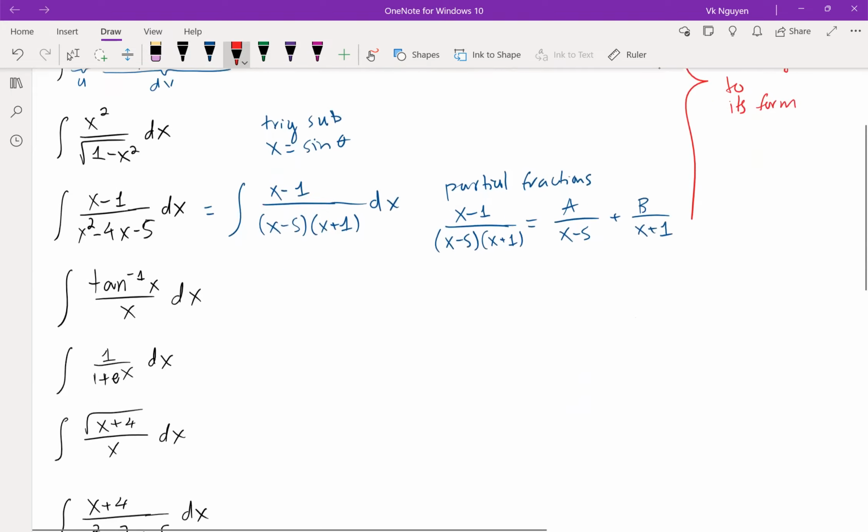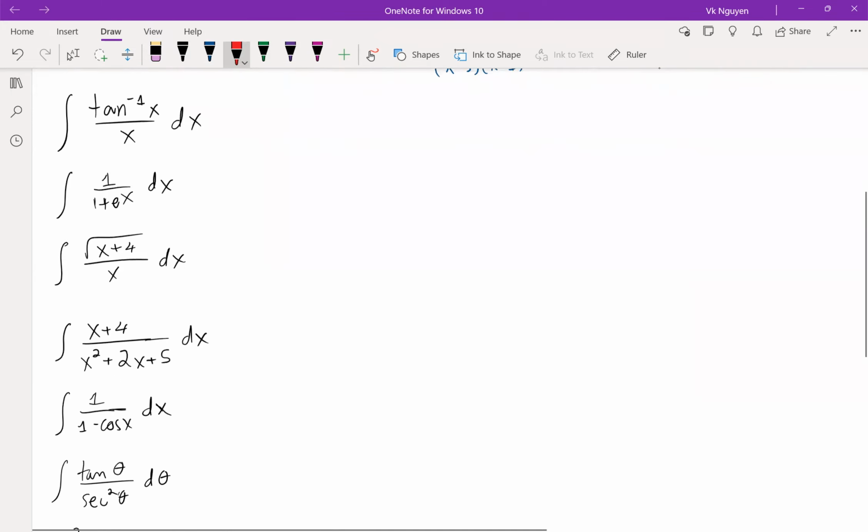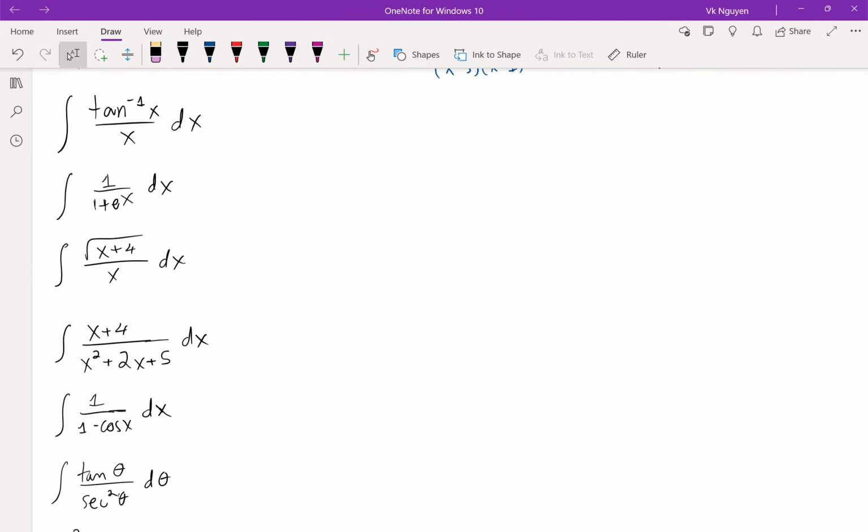Okay, let's move on to more. Now we have the integral of arctangent x over x dx. What would be the best way to approach this one?